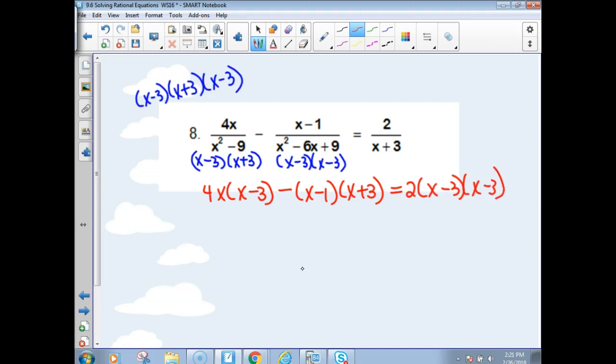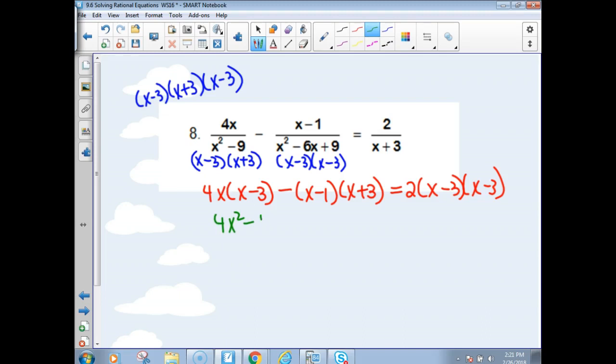Okay, how was that? Was that okay? Did anybody get confused by me doing it that way, where I didn't show what I crossed out? All right, so what happens, you know that if you're multiplying each part of the equation by the LCD, the denominators are going to be gone. All right, let's distribute. So 4x times x would be 4x squared.